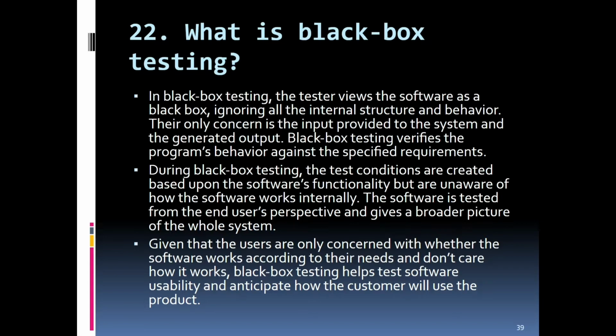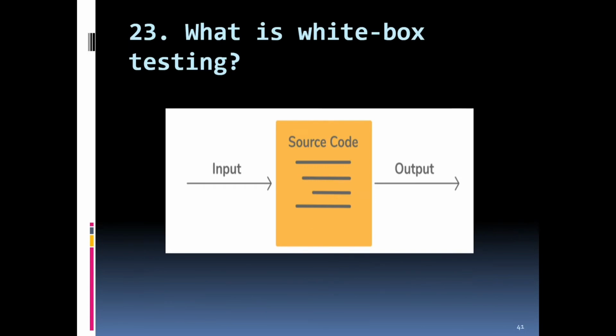So the software is tested from the end user perspective and gives a broader picture of the whole system. Given that the users are only concerned with whether the software works according to their needs and don't care how it works, black box testing helps software testers test the software's usability and anticipate how the customer will use the product. So, what is white box testing?